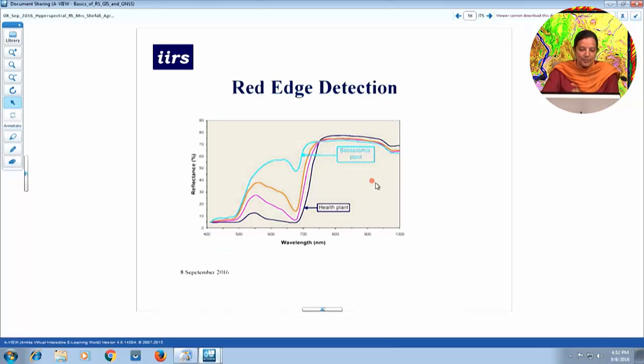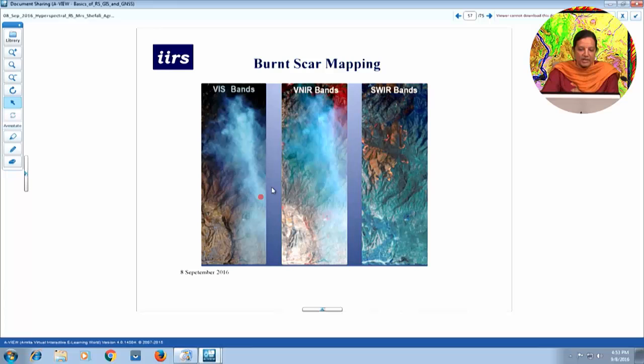So this is another example which highlights a healthy plant. The red edge is towards a longer wavelength, and if it is shifting towards the lower wavelength, that is called blue shift, which is telling you this is a senescent plant, that means a dried out plant. So there is a stress. This is how it can be used for monitoring the stress in the vegetation, and the reason for the stress can also be identified. Another application for vegetation is mapping burn scars. When fire occurs, the scars which are left can be mapped using hyperspectral data sets.